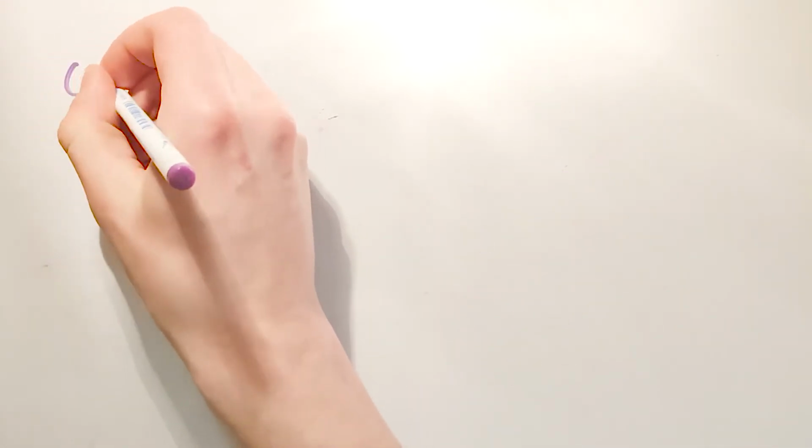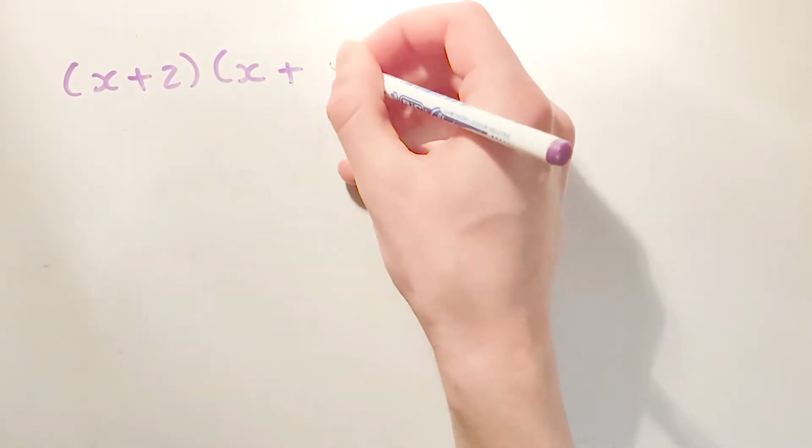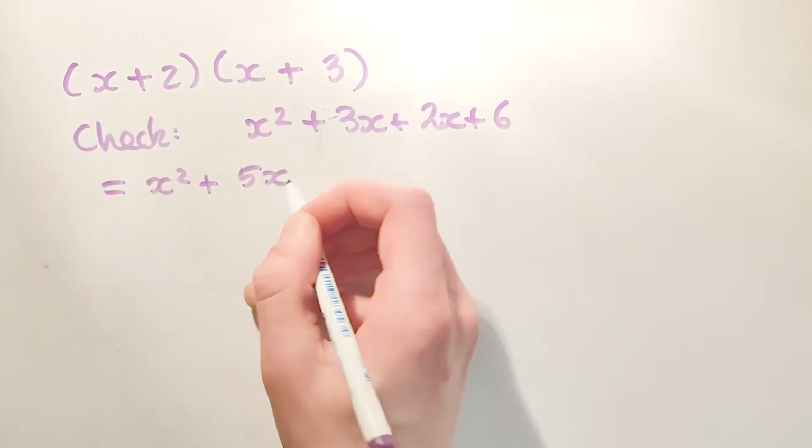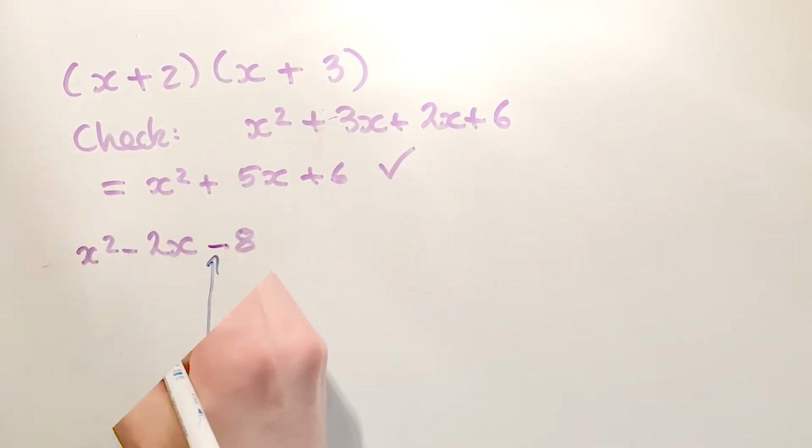Let's check our answer by expanding out the brackets. This shows that our factorisation is correct. Let's now do this with a quadratic involving negative numbers.